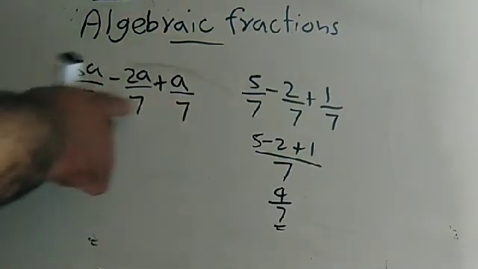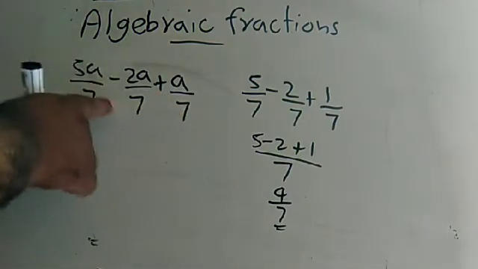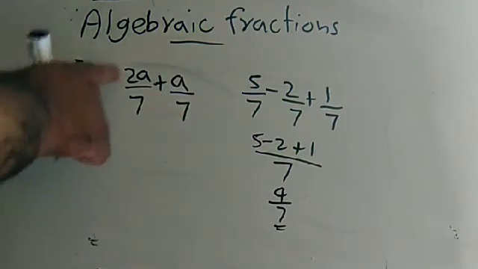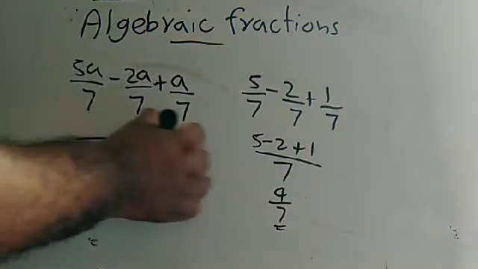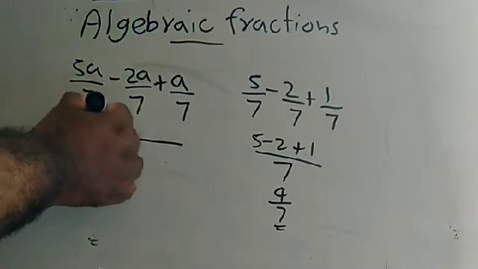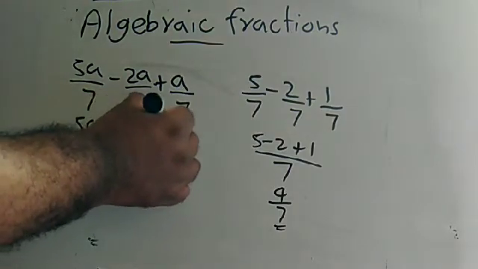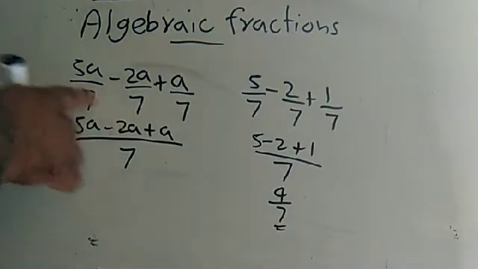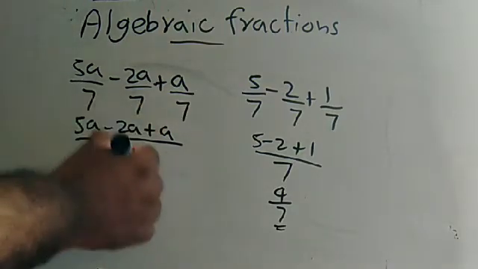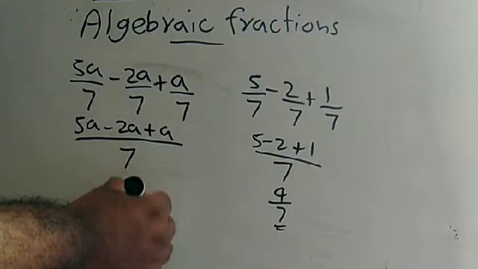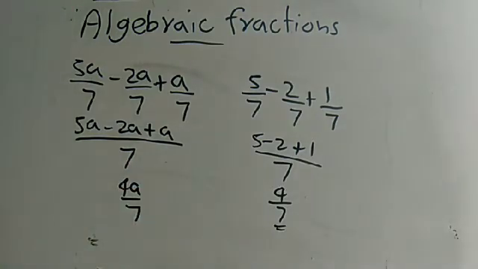Look at this. These are 3 algebraic fractions. The denominator is equal, the common denominator is 7. Now you can subtract 5a minus 2a plus a. 5a minus 2a is 3a. 3a plus 1a, 4a upon 7. This is how we simplify. Understand? Right. Okay.